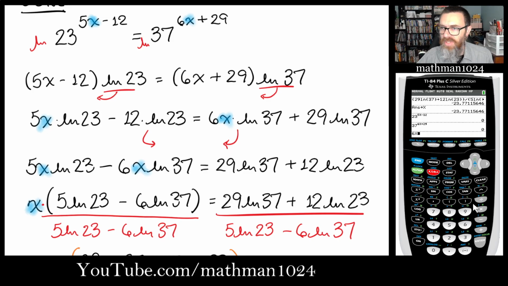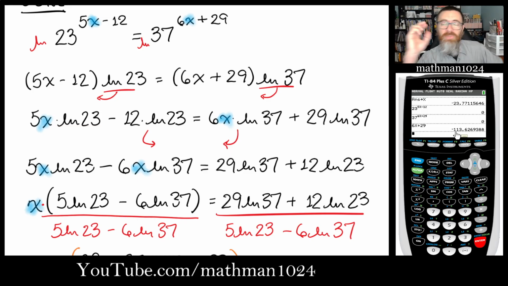Because if I do 6x plus 29, I'd be raising 37 to that power. Actually, you know what? If I do 37 to that power, that would exceed the limitation of the graphing calculator.